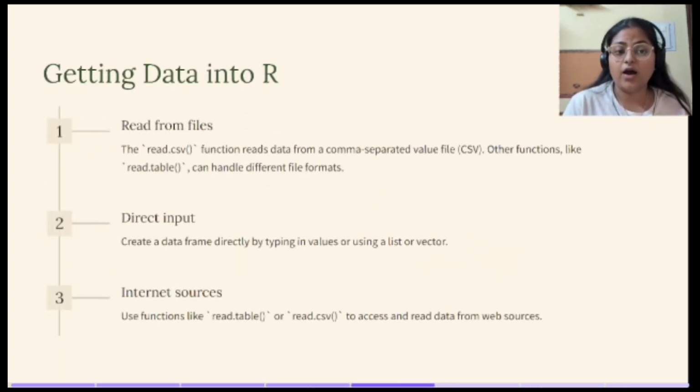Getting data into R. Read from files. The read.csv function reads the data from a comma separated value file, CSV. Other functions like read.table can handle different file formats. Direct input: create a data frame directly by typing in values or using a list or vector. Internet sources: use functions like read.table or read.csv to access data from web sources.